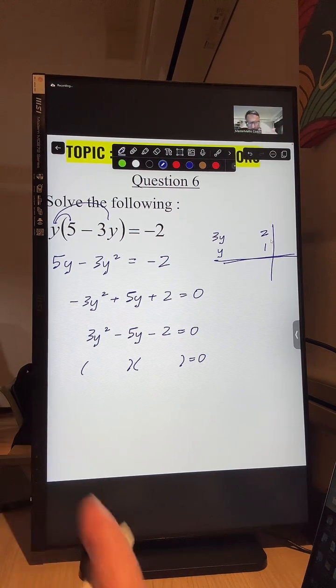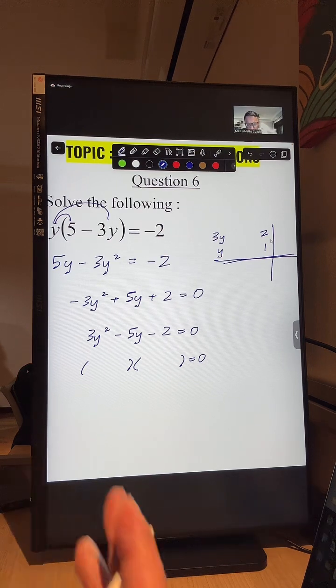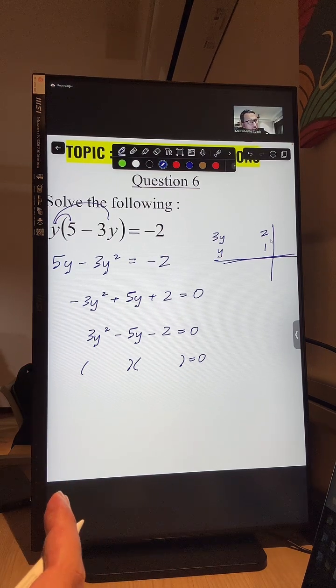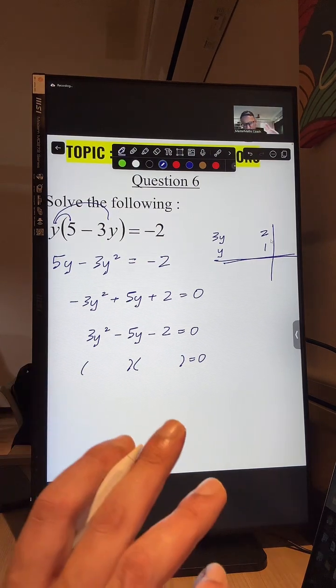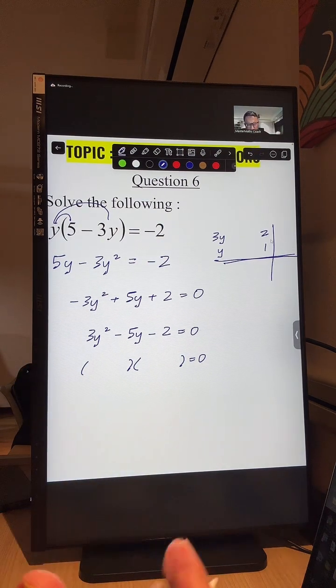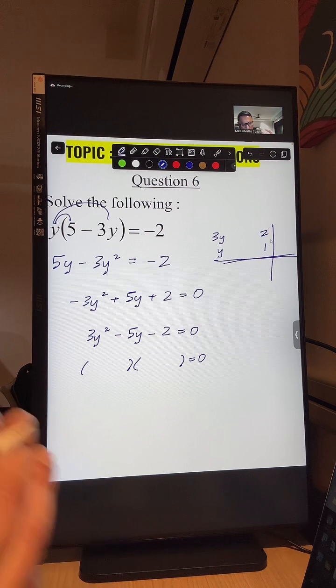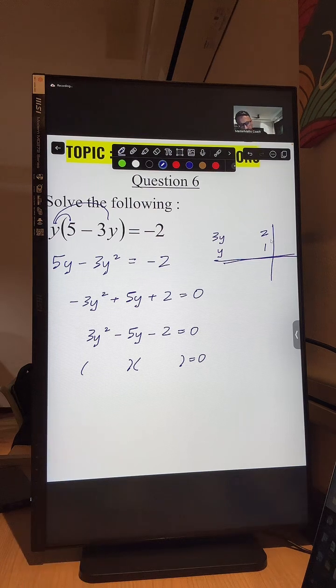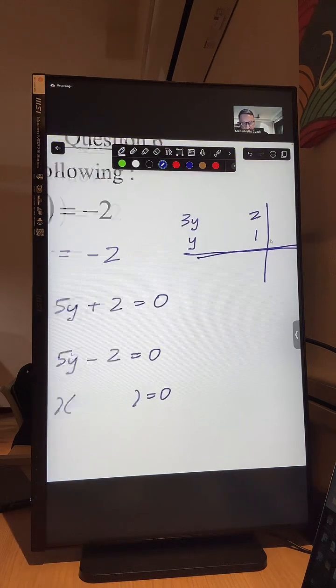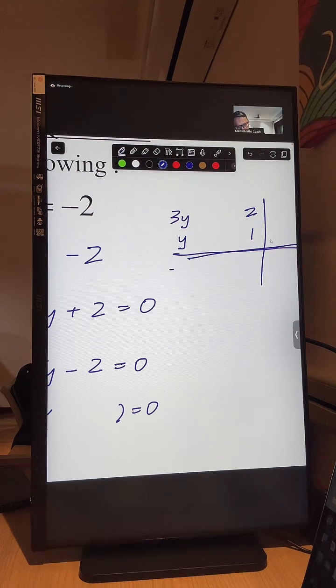Those of you who are having some issues with factorization of quadratic functions, I would suggest... Okay, never mind. Let me not get distracted by the comments again. Basically here we are trying to factorize the quadratic function, and the first step is to find the factors of 3y square and negative 2. The factors of 3y square are very simple: 3y and y will give me 3y square. 2 and 1 will also give me 2.